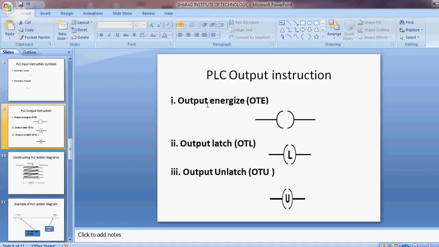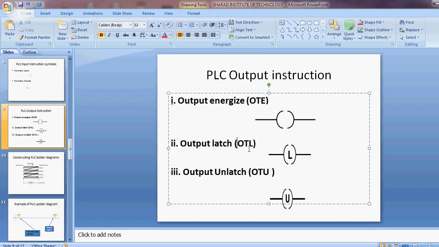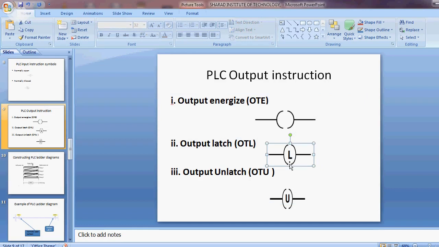Then next we move to PLC output instructions. The first one is output energize. When the input is on, then and only then the output will be energized. So this is the basic symbol. Next, output latch. When the latch is energized, then this L latch will be on. The next is output unlatch. When the latch is de-energized, then the output will be unlatched. So these are the basic input output instruction symbols.